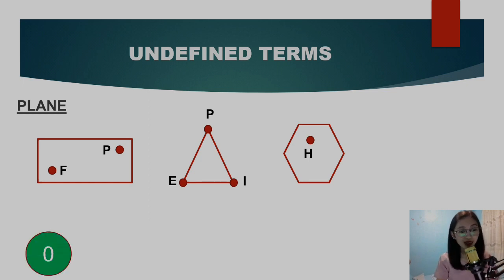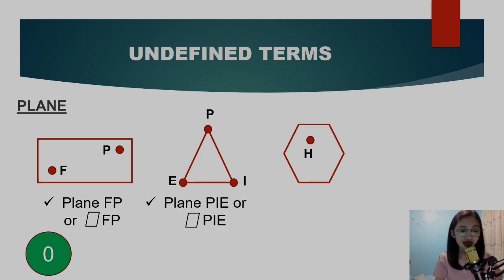Okay, so the first one, as you can see, wala naman names sa bawat corner ng plane, pero may dalawang points sa loob. So we name this plane by using the 2 points inside. So this is plane FP. And the second one, this is plane PIE. Very good. And then the last one, again, wala ulit pangalan yung mga corners niya, pero meron siyang point sa loob. So, gagamitin natin yung pangalan ng point sa loob para pangalanan ang plane na to. So, this is plane H.